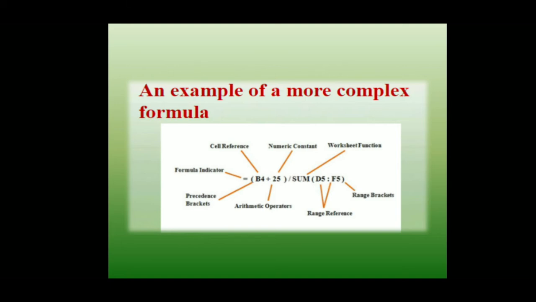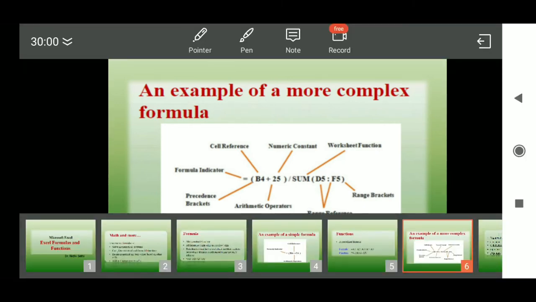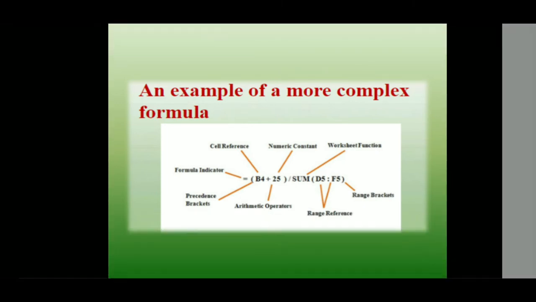Now here we need a sum of the values which are filled in D5 to F5. So we are calling it a range reference, not the cell address. A range is always written in the form of brackets. They're enclosed with brackets and separated by the colon. I hope I've made this clear. So let's move on to the next slide.